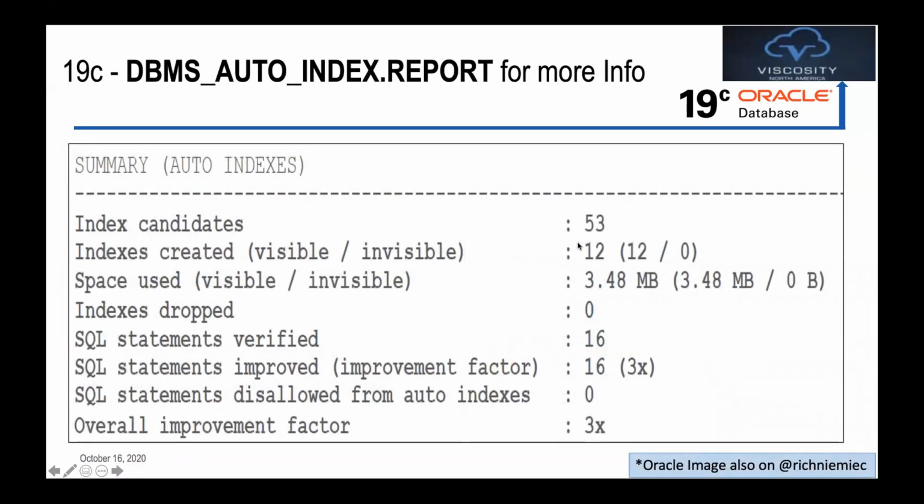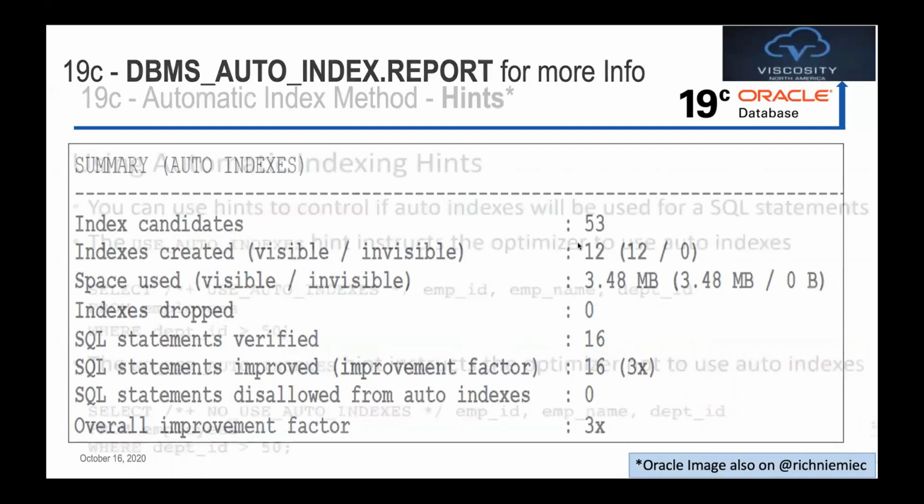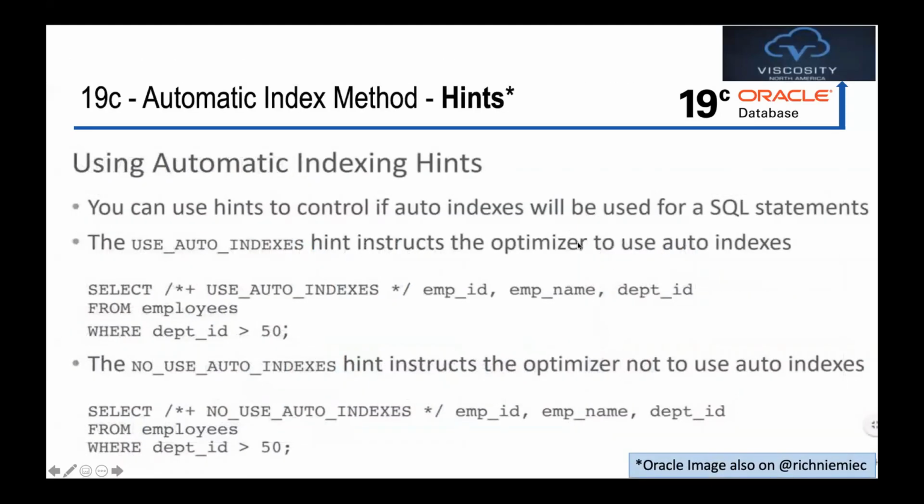The other thing is if I do report only, whether I implement or it's report only, it's going to show me what are the index candidates. Did it create visible, invisible? In this case, it created visible indexes, so I obviously implemented it. It would have been invisible if I didn't implement it. Didn't drop any indexes, but now it's 3 times faster for 16 statements that are now improved. I can also use hints. Don't use hints with automatic indexing.